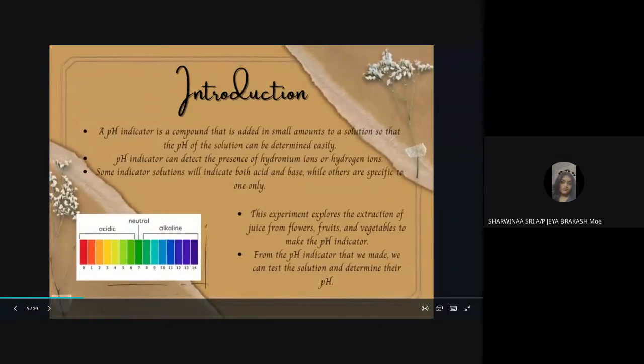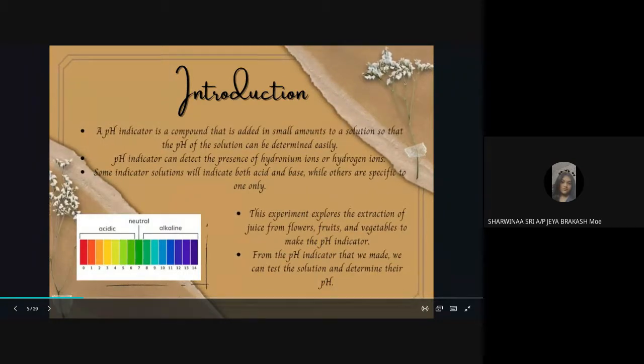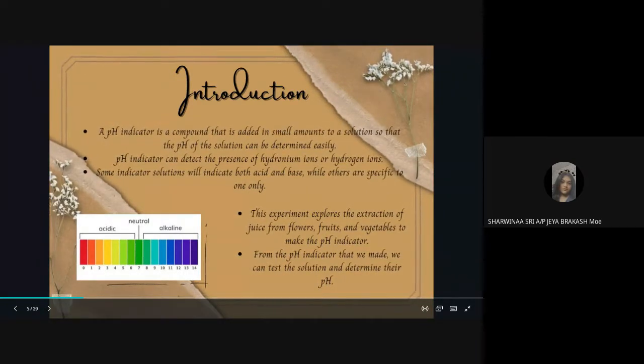Before I start, I'd like to share a quick introduction about the pH indicator, also known as the acid base indicator. A pH indicator is a compound that is added in small amounts to a solution so that the pH of the solution can be determined easily. A pH indicator can detect the presence of hydronium ions and hydrogen ions. Some indicator solutions will indicate both acid and base, while others are specific to one only. This experiment explores the extraction of juice from flowers, fruits, and vegetables to make the pH indicator. From the pH indicator that we made, we can test the solution and determine its pH.